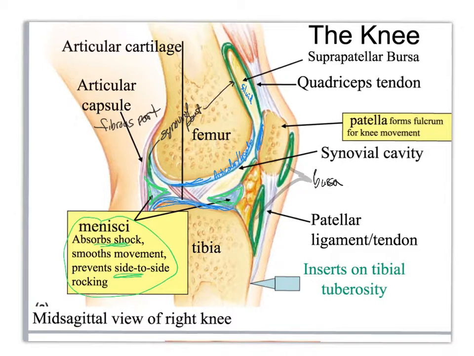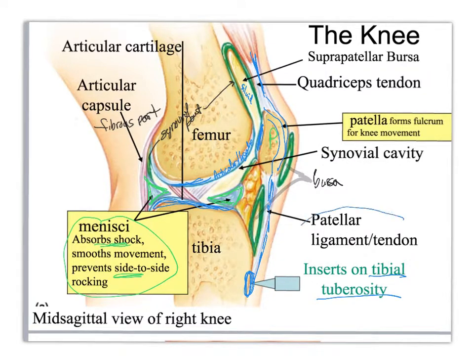What else do we have on here? So we had the patella right here. And then you see the quadriceps tendon. And this tendon wraps around the patella, and then it's going to come out right here, and it's going to insert on a bony feature that you should have learned called the tibial tuberosity.